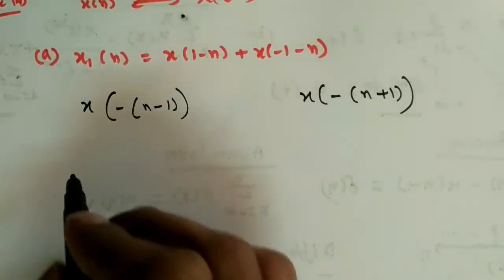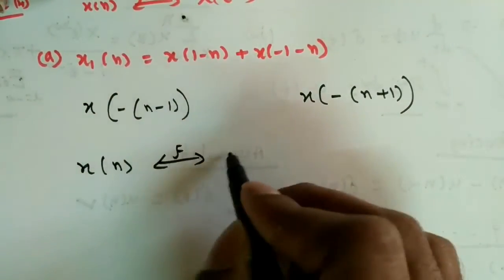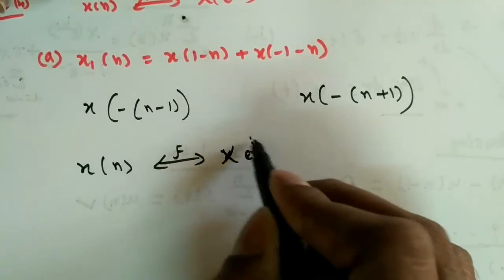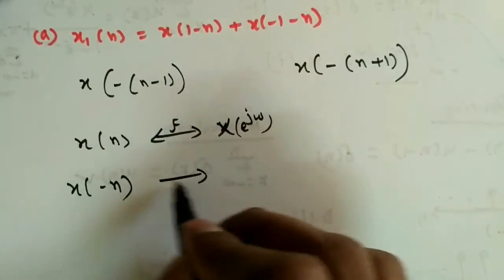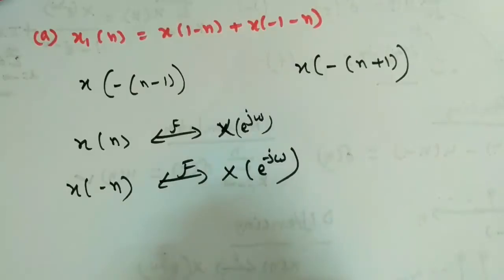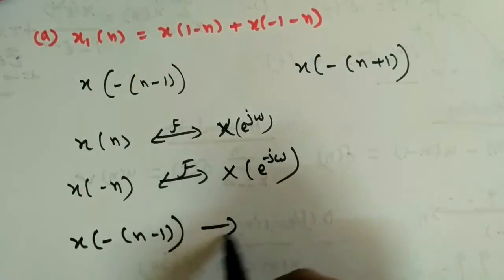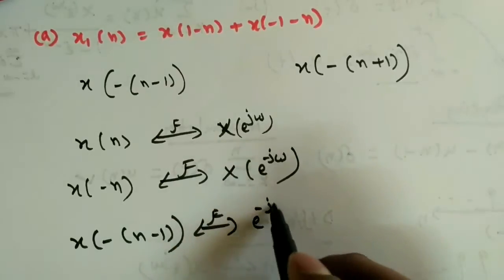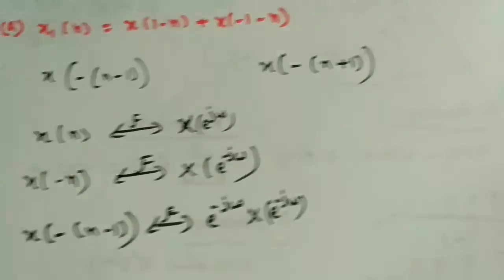Now what do we need to do first? First, x of n has the Fourier transform x of e power jω. Now we do the reversal, x of minus n. What will the reversal give? E power minus jω. Now if I do the shifting, that is n minus 1, simply e power minus jω into x of e power minus jω.